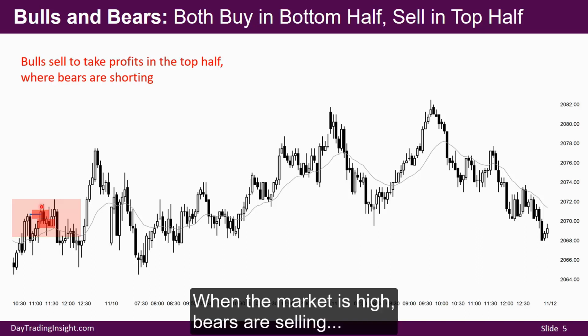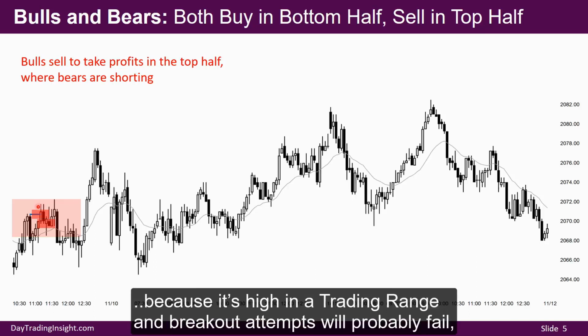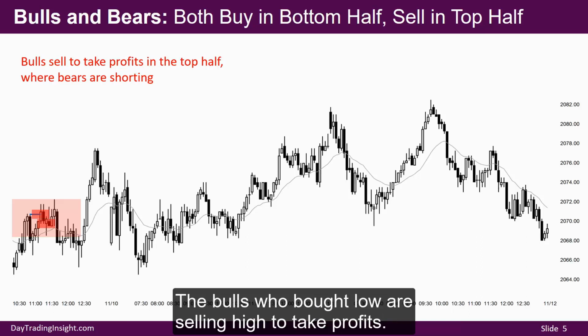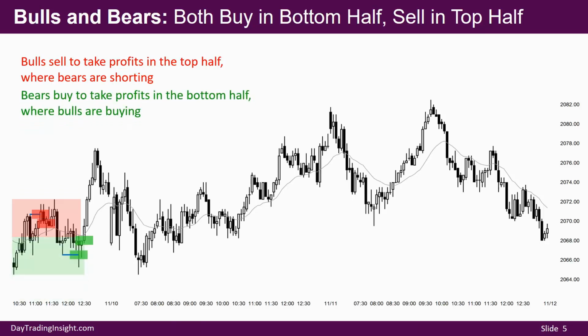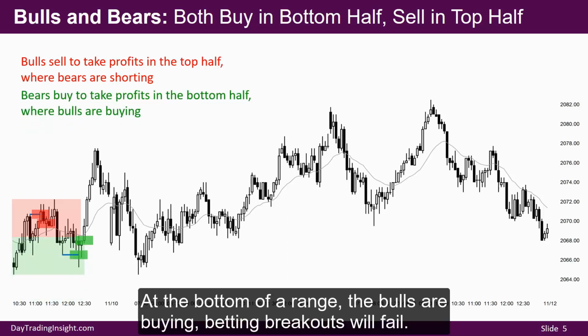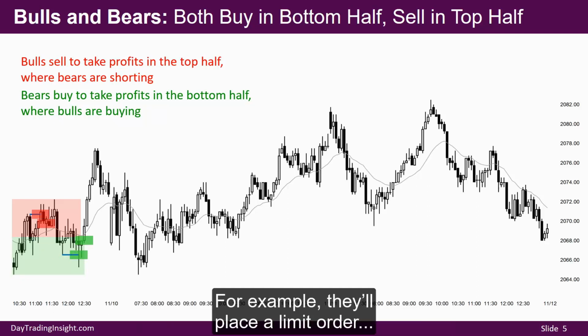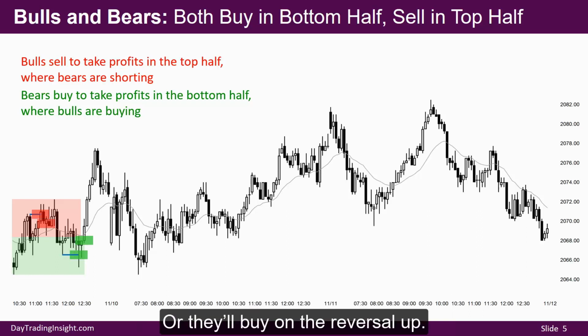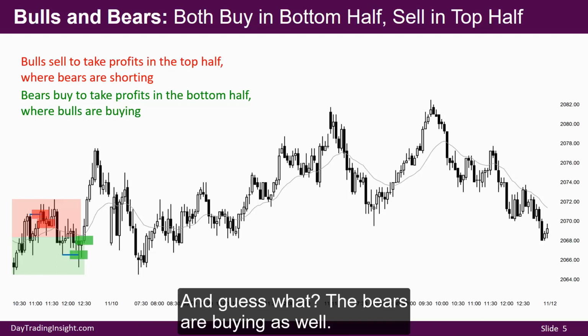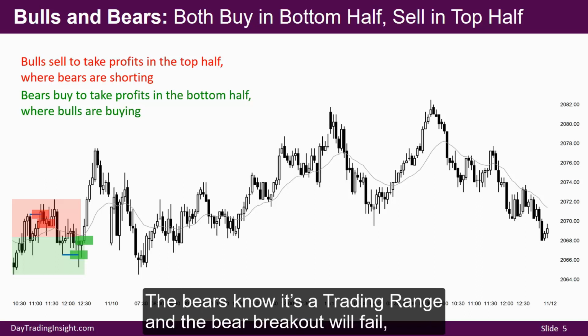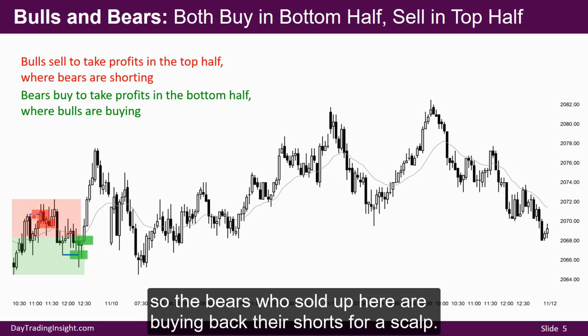When the market's high, bears are selling because it's high in a trading range and breakout attempts will probably fail. And bulls are selling as well. The bulls who bought low are selling high to take profits. At the bottom of a range, the bulls are buying, betting breakouts will fail. So for example, they'll place a limit order to buy at the low of that bar, get filled here, or they'll buy on the reversal up. And guess what? The bears are buying as well. The bears know it's a trading range and the bear breakout will fail. So the bears who sold up here are buying back their shorts for a scalp.